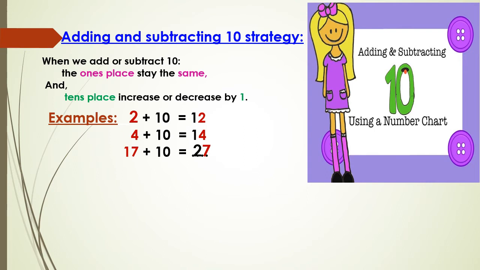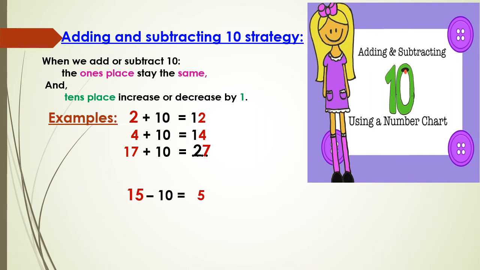So we will add another 1. 1 plus 1 equals 2. So 17 plus 10 equals 27. Okay? So in all addition problems, we will write the ones place as it is and add 1 to the 10's place. Okay?